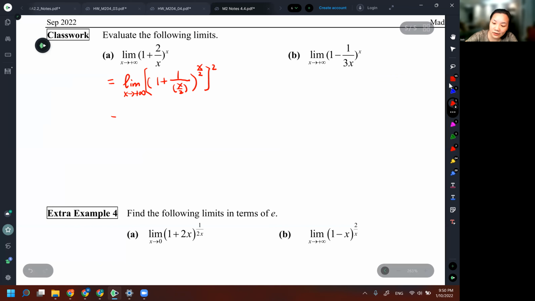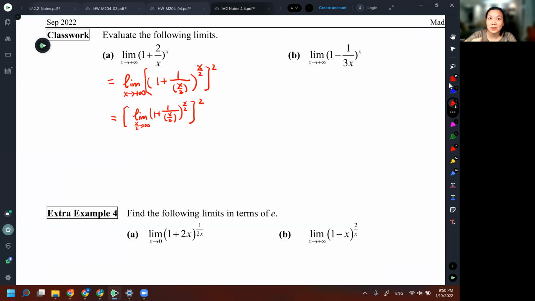Now, I will use the property of limit, where I put the limit inside. Here you don't have to write x, you write x over 2 tends to infinity. You know what I mean? So this is the special limit. Not the special limit, the definition of limit. And that is equal to e squared. If you don't know how to write, this is how you write it.